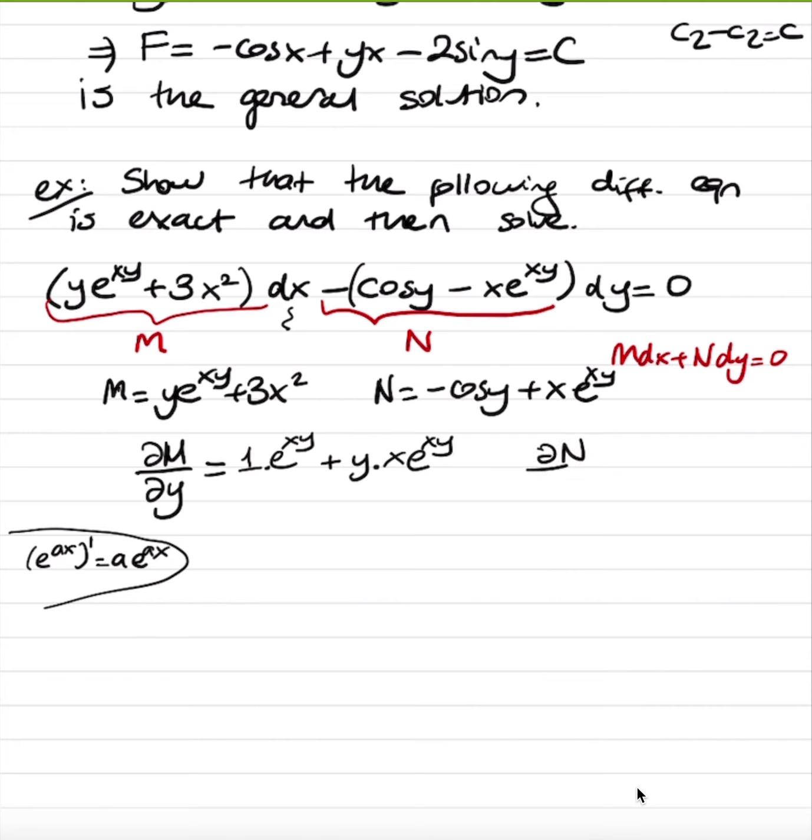And is it equal to the derivative of N, the coefficient of dy, with respect to x. Here minus cosine y, the derivative is 0. Again 3x squared, sorry I forgot to say, this derivative with respect to y is 0 here also. So minus cosine y, we take the derivative with respect to x, it is 0 plus we have the product rule here.